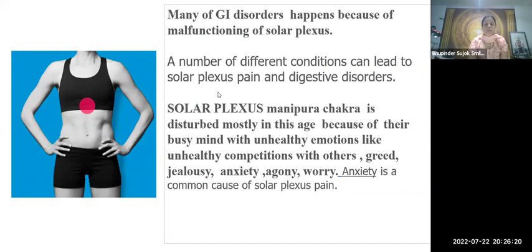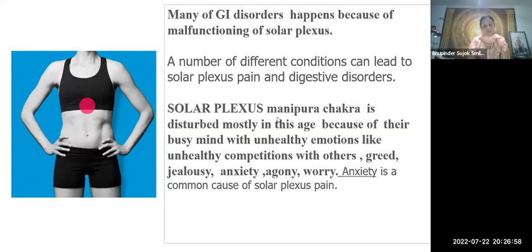Also, many GI disorders happen because of malfunctioning of the solar plexus. A number of different conditions can lead to solar plexus pain and digestive disorders. The solar plexus is disturbed mostly in this present age because of a busy mind and unhealthy emotions, like unhealthy competition with others, greed, jealousy, anxiety, agony, worry.